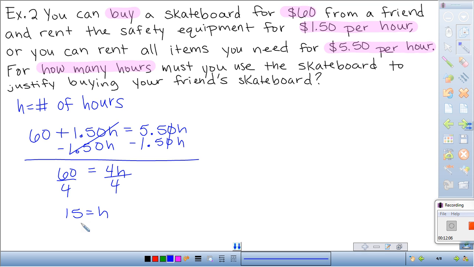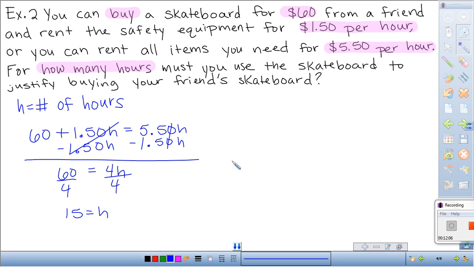So this just tells us that after 15 hours, these two will be exactly the same. The cost will be exactly the same. So if we use it more than 15 hours, we know that our hours are going to cost less, so we should buy the skateboard if we're going to use it for more than 15 hours.